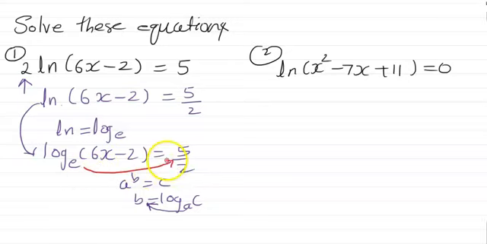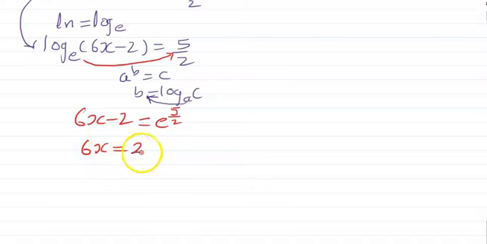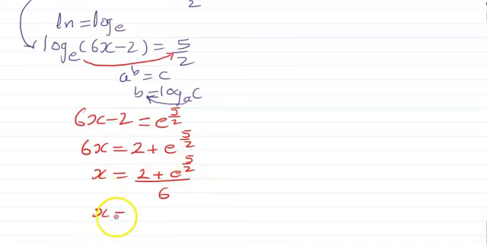So here we are going to do e to the power 5 over 2, and here it is 6x minus 2. Is that okay? 6x minus 2 equal to e to the power 5 over 2. Now, we need to find x. So 6x equal to 2 plus e to the power 5 over 2, and x is (2 plus e to the power 5 over 2) divided by 6. If you want, you can put this value in the calculator or you can leave your answer. It's up to you. Okay, so this is the way you should be doing it.